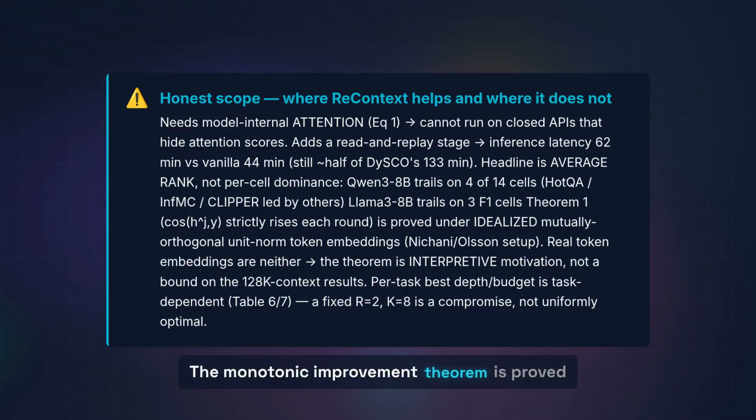The monotonic improvement theorem is proved under idealized orthogonal embeddings. It is motivation, not a bound on these numbers.